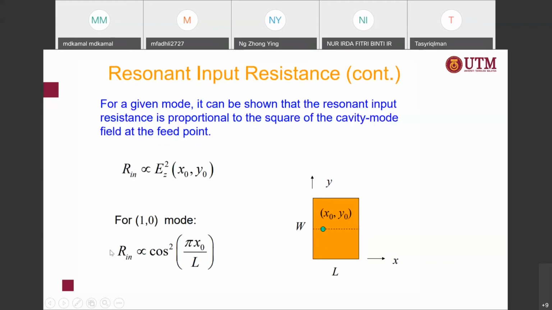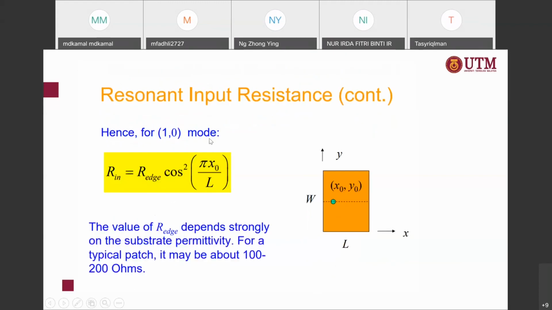If you want to find your R in, it's proportional to cos squared of pi x naught over L. So you can find your x naught here, the position where the value is matched to whatever input impedance that you want.